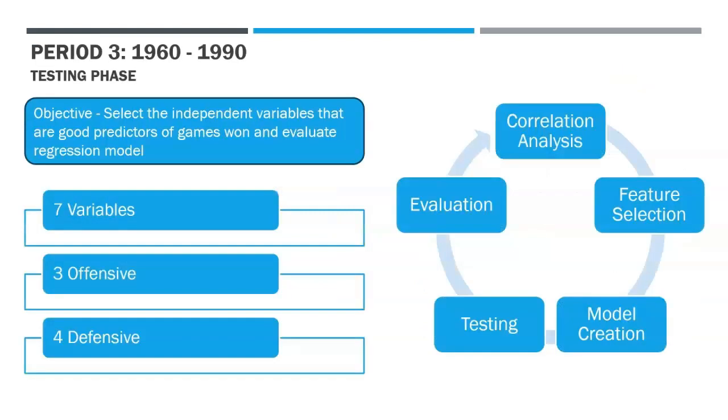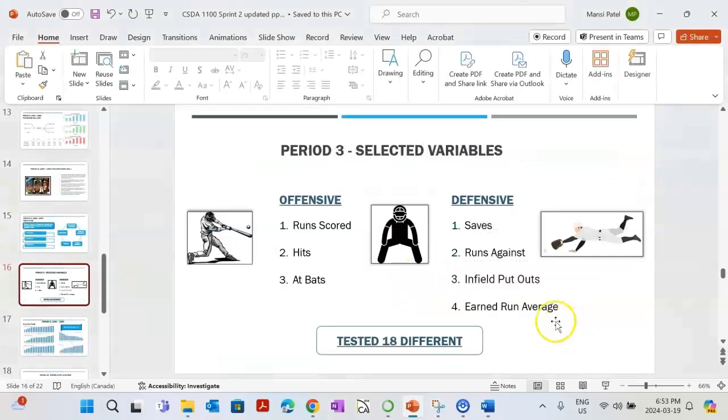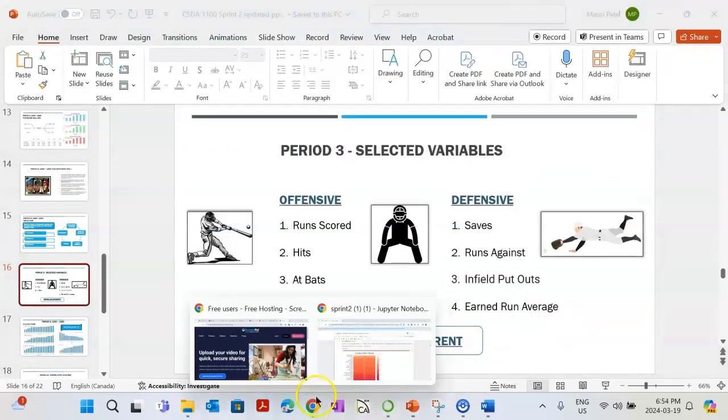Next, let's move back to our original question: find the independent variables that are good predictors of games won. For that, out of all the variables, I selected 7 variables that directly impact games won. 3 of them are offensive and 4 of them are defensive. With the help of a correlation heat map, I found these 7 variables, which positively or negatively impact the games won. Let me share my Jupyter file to explain better.